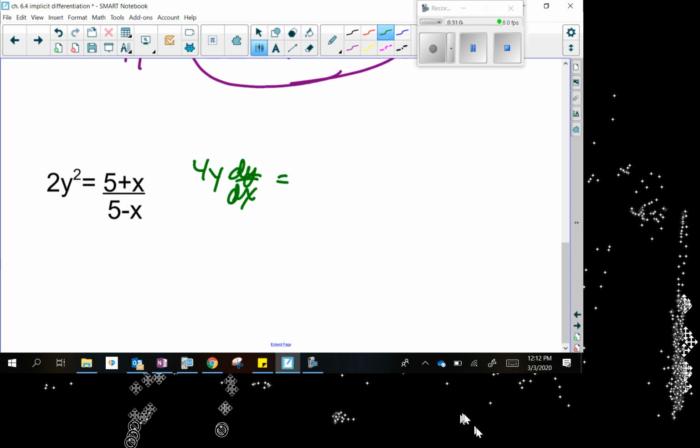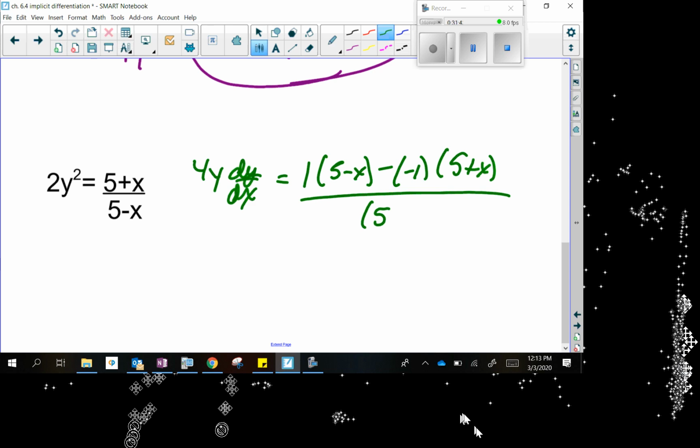And what do I do on the right side then? What's the quotient rule? Derivative of the top, beautiful. So what is the derivative of the top? 1. And then times 5 minus x, minus what's the derivative of the bottom? Negative 1, times the top, 5 plus x, over 5 minus x squared.